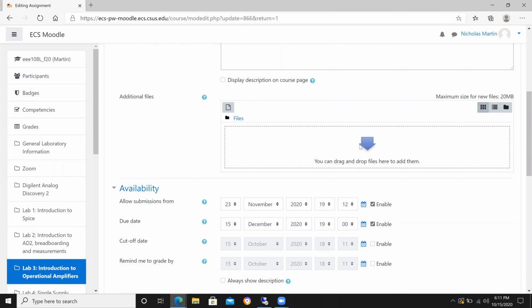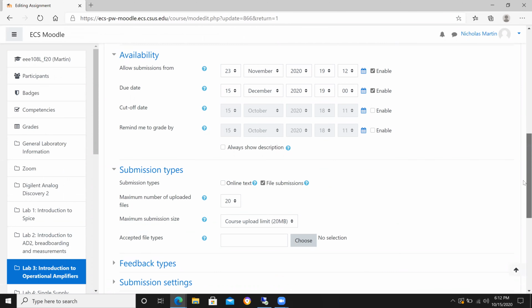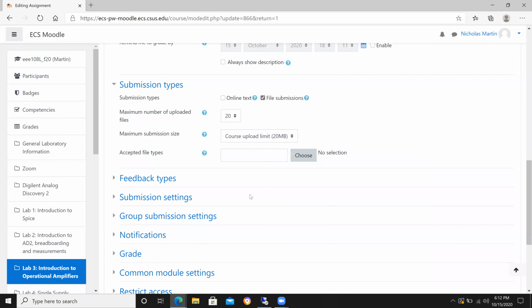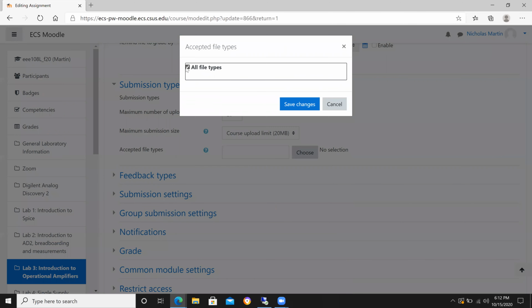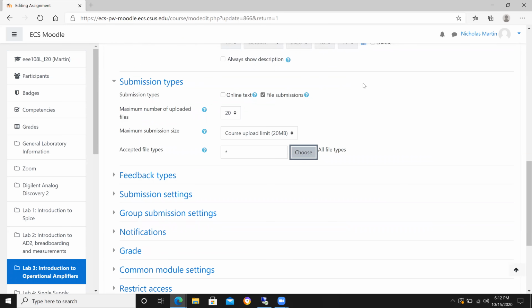Drag and drop files here to add them. File submissions, accepted file types. I wonder if I got this. Here, let me do this. All file types. Wonder if that'll work.